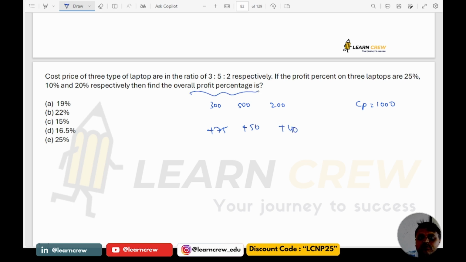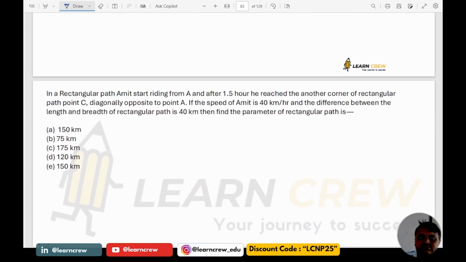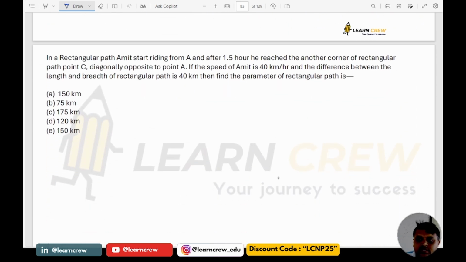The overall profit is 75 plus 50 plus 40, which is 165. 165 out of 1000 is 16.5 percent. So the answer is option D. Next, the 70th question, the last question from Quant.